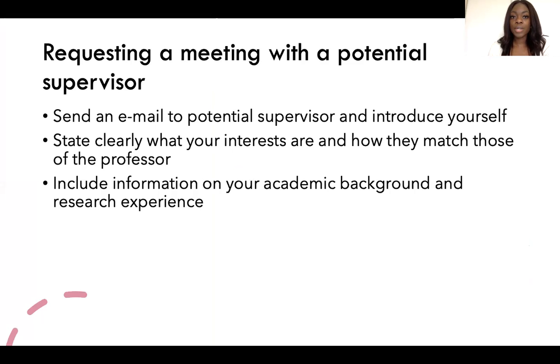In order to request a meeting with a potential supervisor, the best way is to send an email and introduce yourself. In that email, you should state clearly what your interests are and how they match those of the professor. You should also include information on your academic background and research experience. This is a very important part because this is the very first impression that you give to the supervisor.